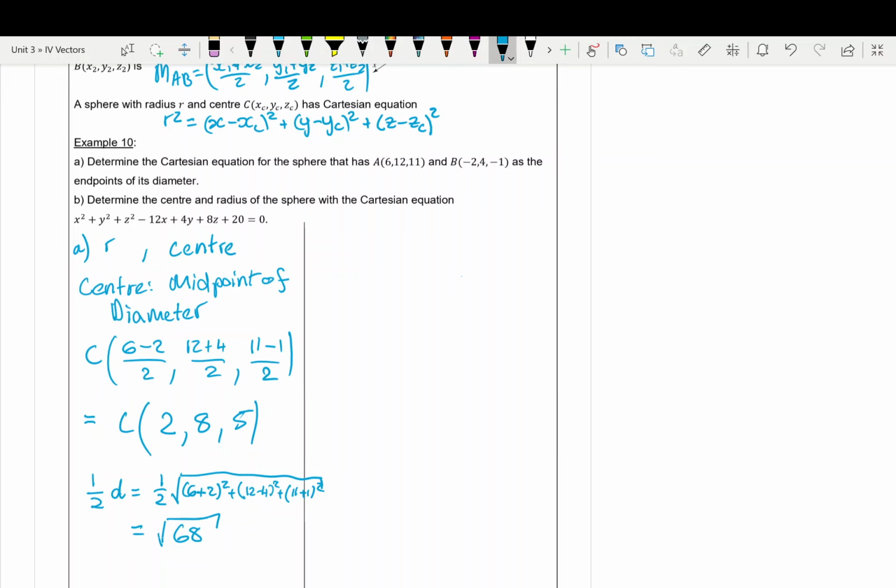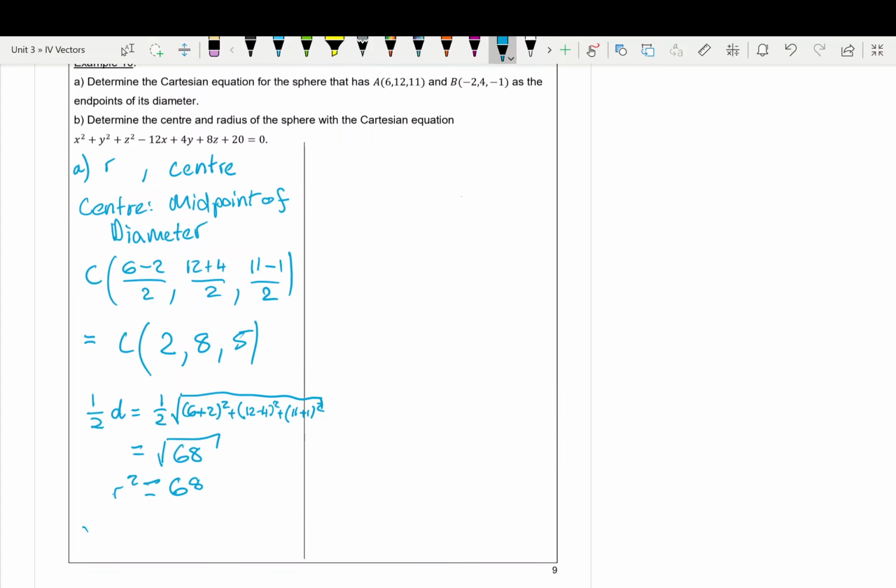So that means that our r squared value is going to be 68. So our equation is 68 is equal to x take 2 squared plus y take 8 squared plus z take 5 squared. And all those points just come from our center up here.